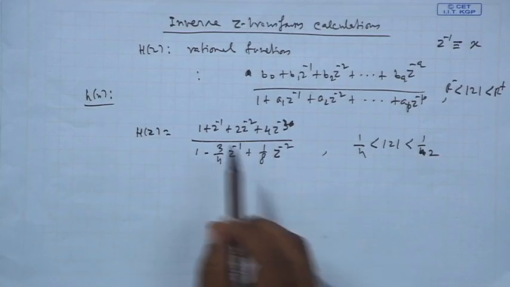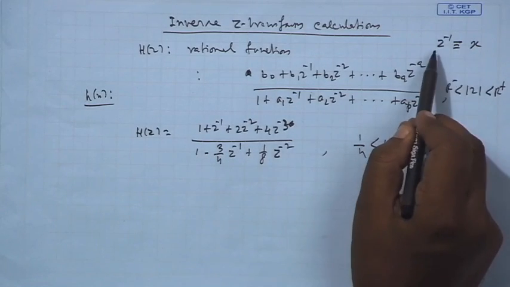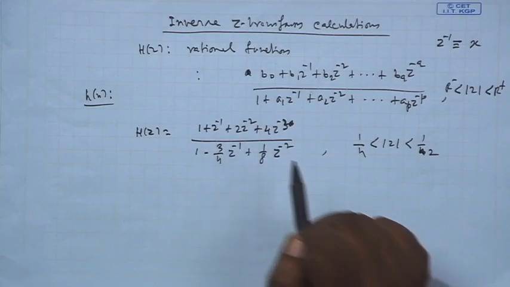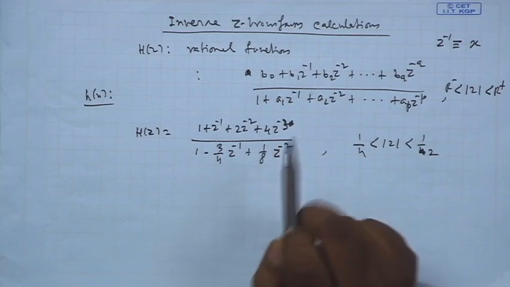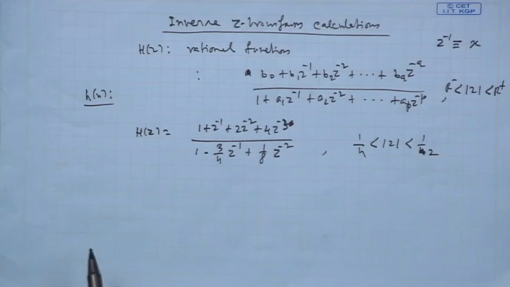Now, here you see numerator is having power 3 in terms of x, if you call Z inverse x, and denominator has power 2. So, obviously, here numerator has higher power than denominator. So, what will I do? We will divide the numerator by denominator.